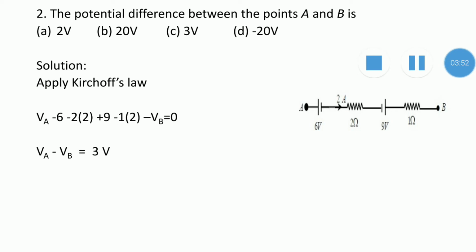So before going to a solution, first make out which are the wrong answers. 20 and minus 20: clearly if you see the diagram, add all the elements 6, 2, 2, 9 and 1. When you add, you will get 20, but it is not correct because one battery is in the opposite direction. There you have to subtract the value. Therefore 20 and minus 20 are the wrong answers. Option C is the correct answer.